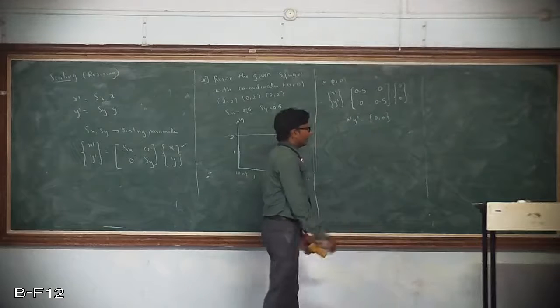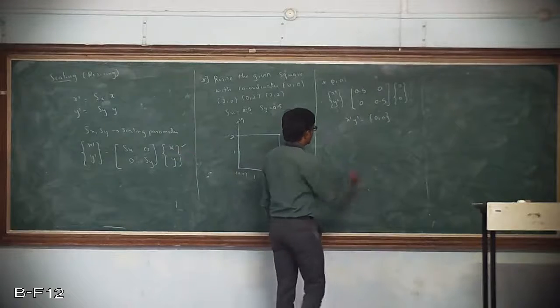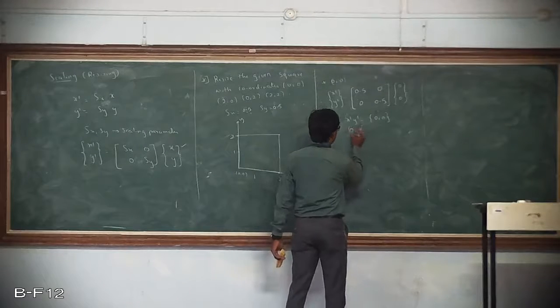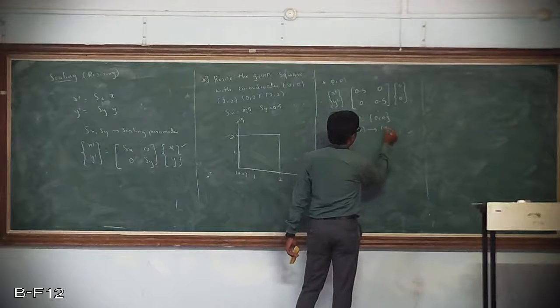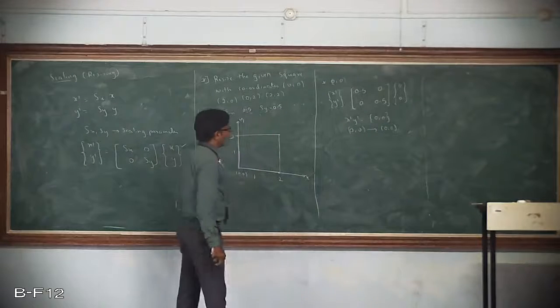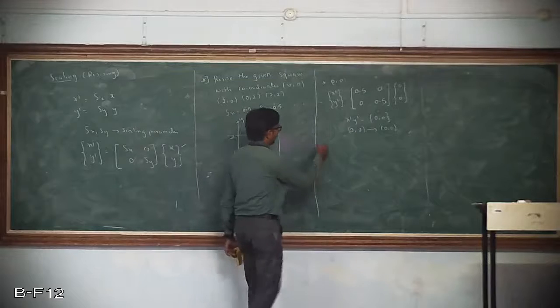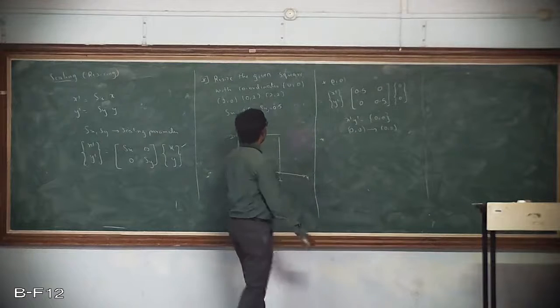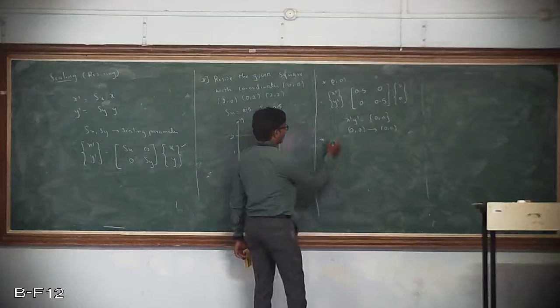We can see that. So what is the change here? Original coordinates was 0, 0. You got it as 0, 0. Okay, this is for the first point. Next we'll go with the second point. The second point comes as 2, 0.